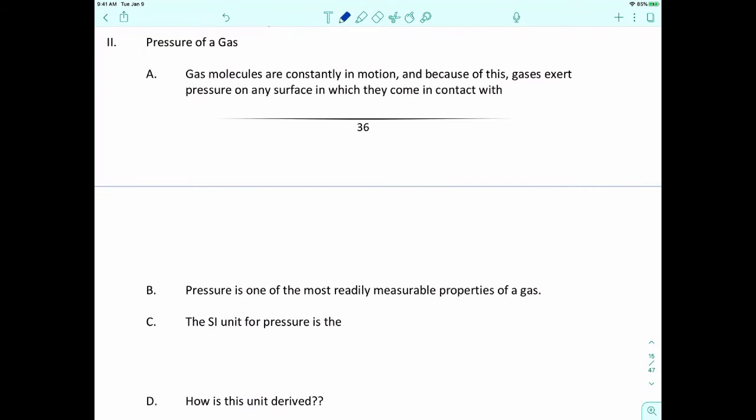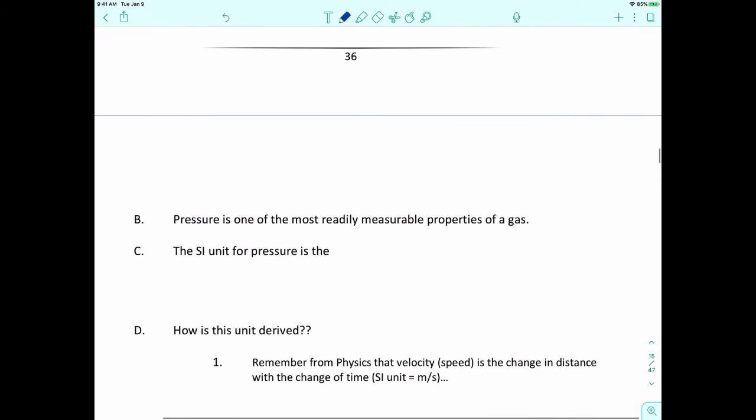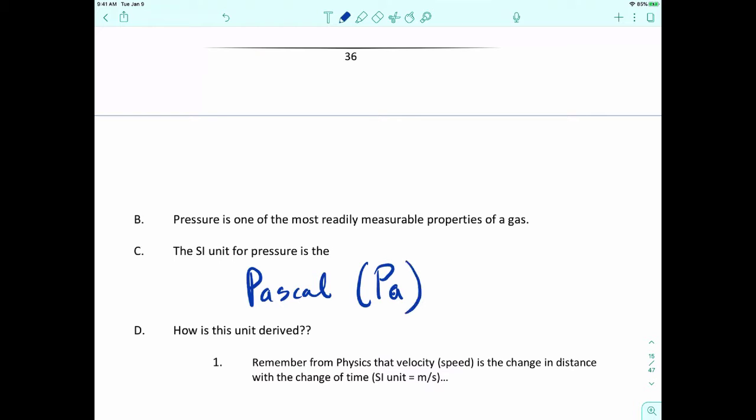The most readily measured property of a gas is pressure. And the SI unit that we use for pressure is called the Pascal, which we represent with a capital P, lowercase a. Okay. So how do we get this unit, the Pascal?